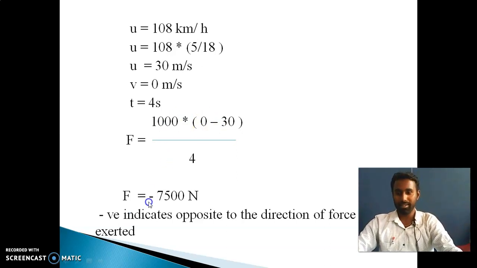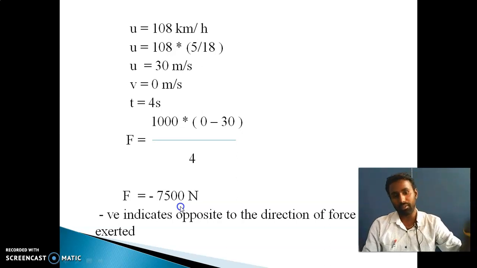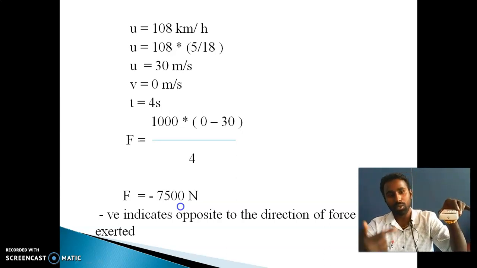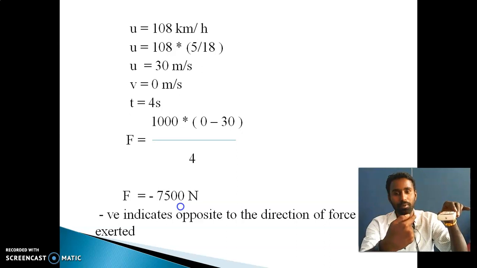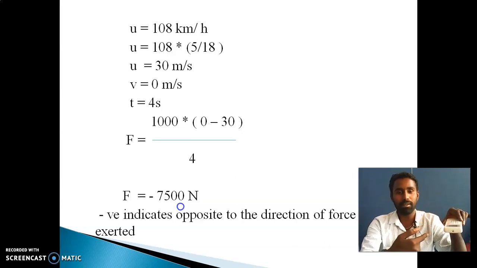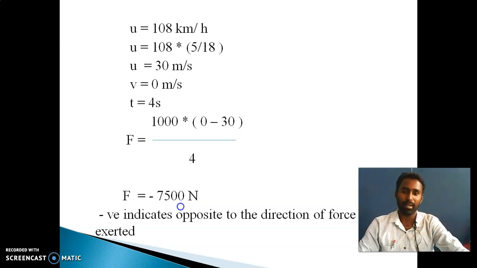So what is meant by this minus, sir? This minus indicates the force is exerted when the brakes are applied opposite to the direction of motion. That means when the car is moving in this direction, opposite to that side the force is created by the application of brakes, so that only the negative sign is coming. Okay, understood?